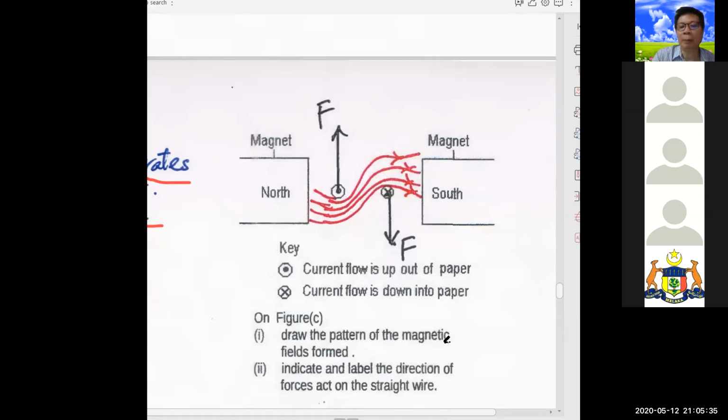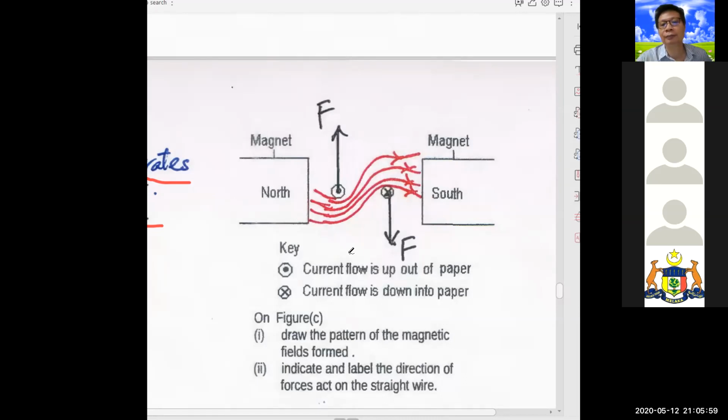Draw the pattern of the magnetic field. This is a pattern of magnetic field, right? And label the direction of force. So it's here, this one goes up, this one comes down, it's a force, okay? When the bottom is strong, it means the force will push up. When the top is strong, it will push down. So remember, the concept is like that.